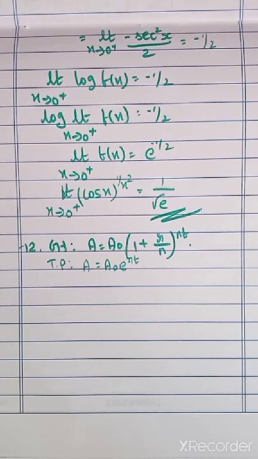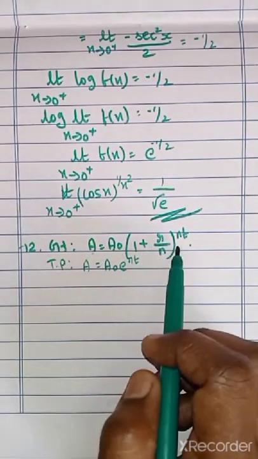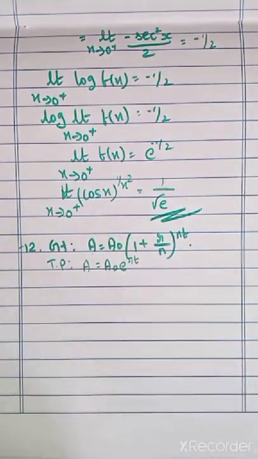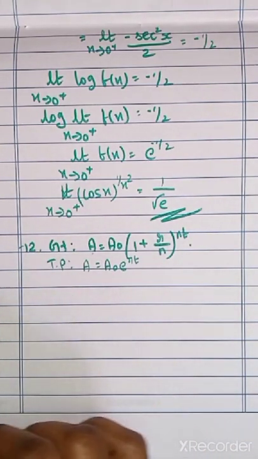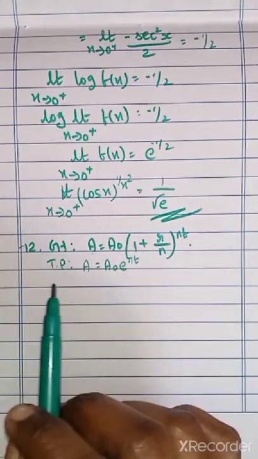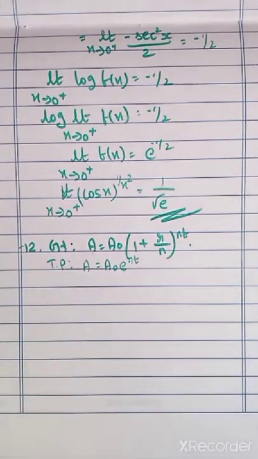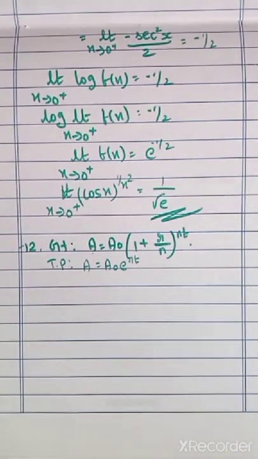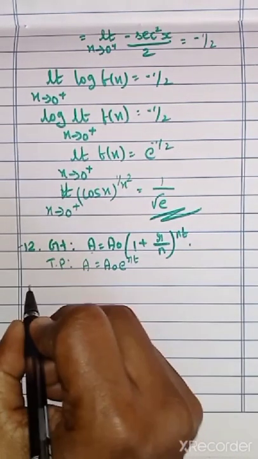So an amount is deposited, and the interest rate and compounding are given. The value of the investment after t years is given as A equal to A naught into 1 plus R by n whole power nt. So what we have to find out is, if the interest is compounded continuously, after some years we have to prove that A equal to A naught e power rt. So how we can apply L'Hopital rule, we can see here.